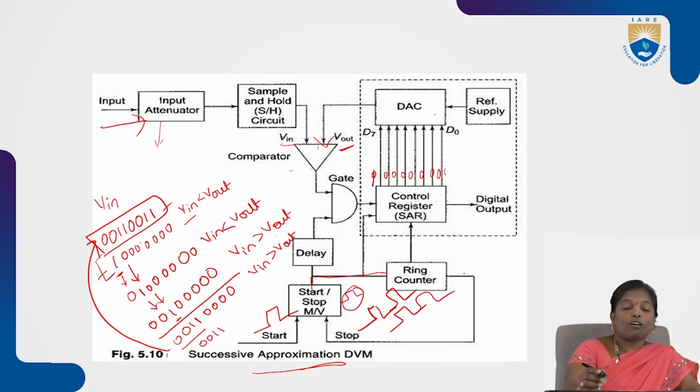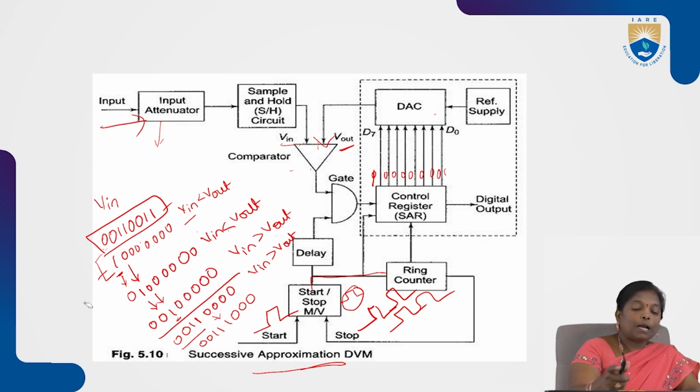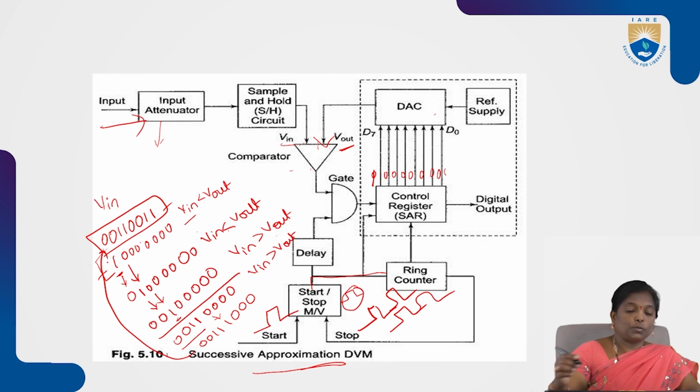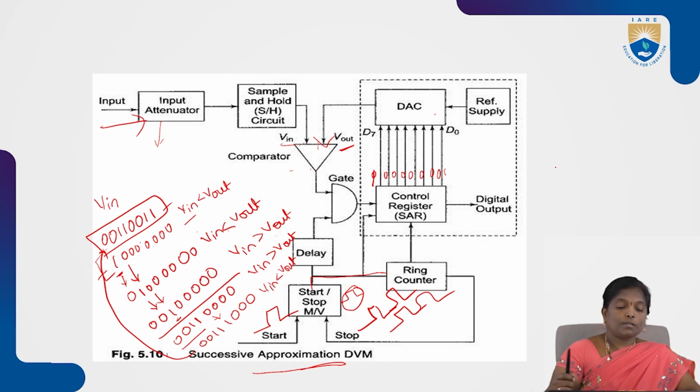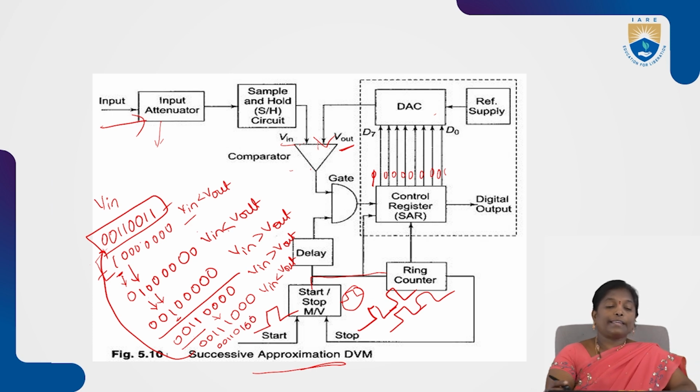Next, for the next clock pulse, we have to set the next bit position to 1 and the remaining 3 bits are zeros. Now, compare this output voltage with the input voltage. In this case, the output voltage is greater than that of input voltage. So, reset the bit position to 0. And for the next clock pulse, the bit position is 1. Again, compare the input voltage with the output voltage.